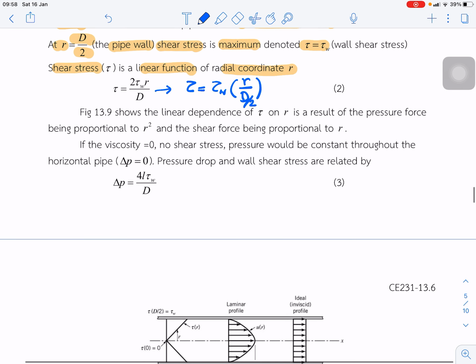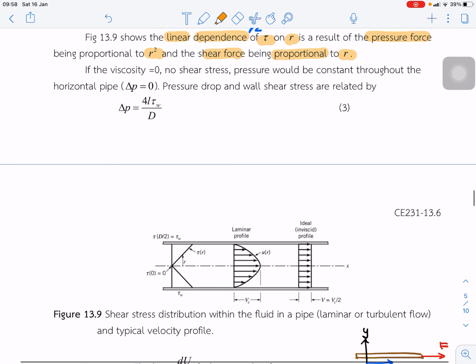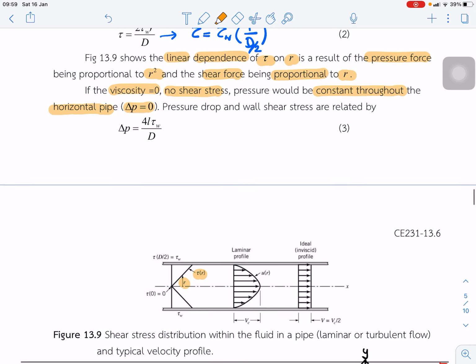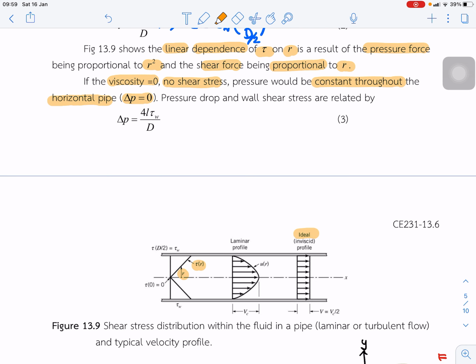The figure below shows the linear dependence of the shear stress on r. It is the result of the pressure force being proportional to r squared and the shear stress being proportional to r. That shows the linear proportion of the shear stress with r. If the viscosity is 0, there is no shear stress, and the pressure would be constant throughout the horizontal pipe. So we expect the pressure distribution is like this. The velocity profile is constant throughout the cross section of the pipe.